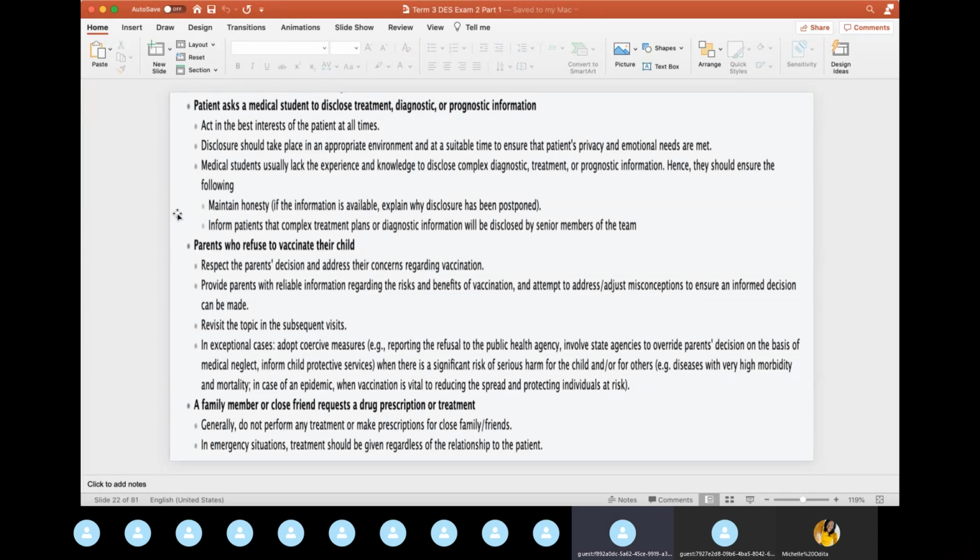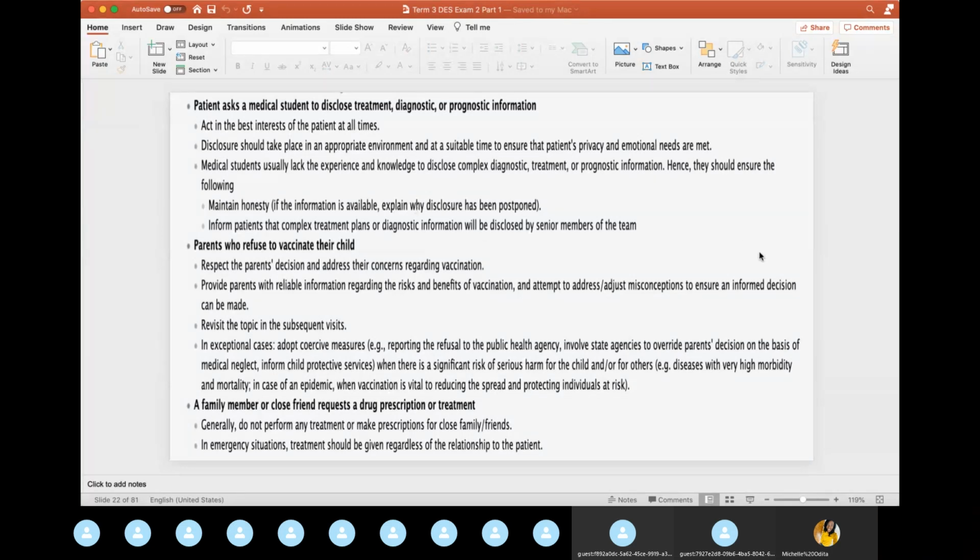The physician will tell them. So you let the patient know that the physician will inform them. Maintain honesty, and always act in the best interest of the patient. You inform the patient that complex treatment plans or diagnostic information will be disclosed by senior members of the team. That's always a good excuse. If the information is available, tell them, okay, the test is here, and then explain why the disclosure has been postponed, because it will be disclosed by the senior members of the team.